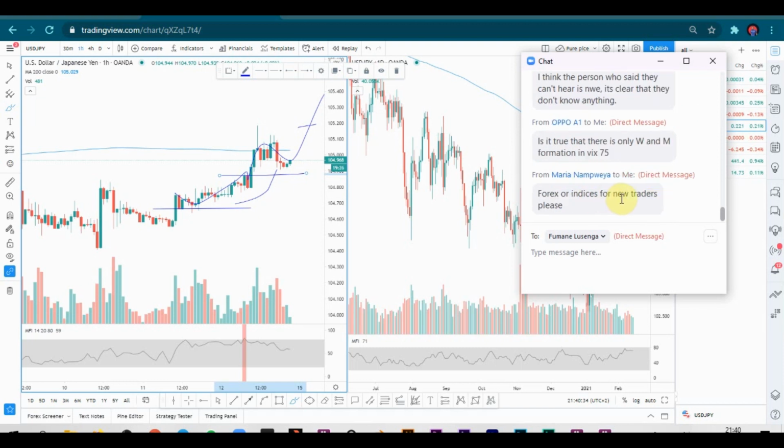Is it true that there is only W and M formation on V75? W's and M's, they are in every market because it's the structure of reversals. Sometimes the market reverses with double tops, sometimes the market reverses with double bottoms. So it's not only on indices, it's in every market.